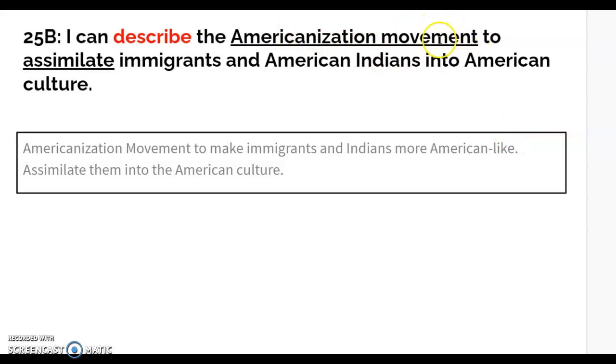So basically, it was a movement to make them more American, sending them to American schools, taking them off their land and putting them on reservations and requiring them to learn the American way. So that's the Americanization movement.